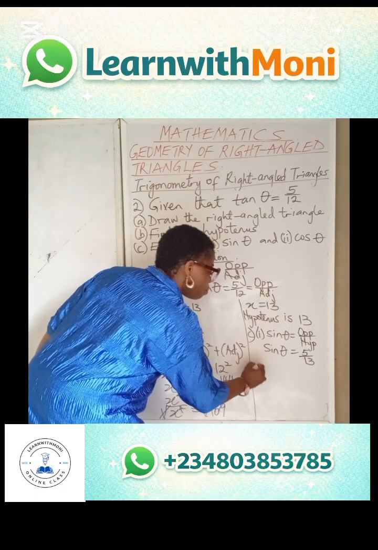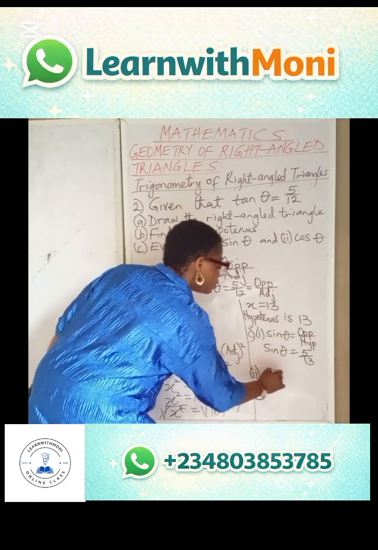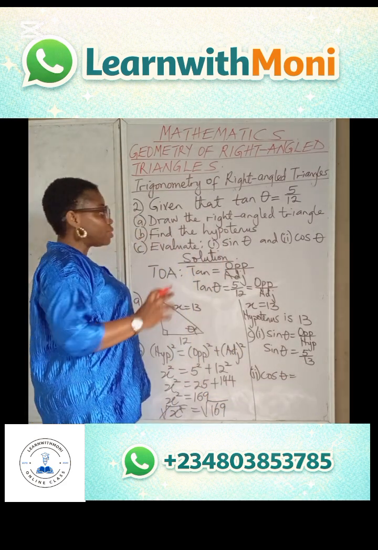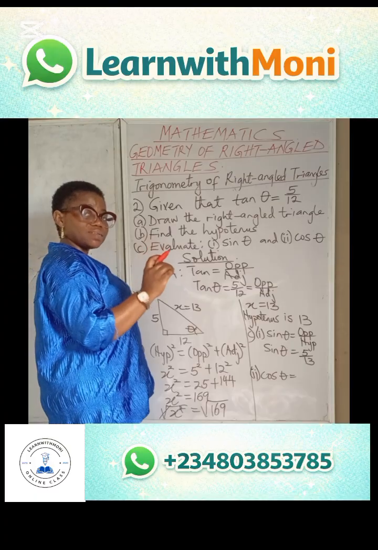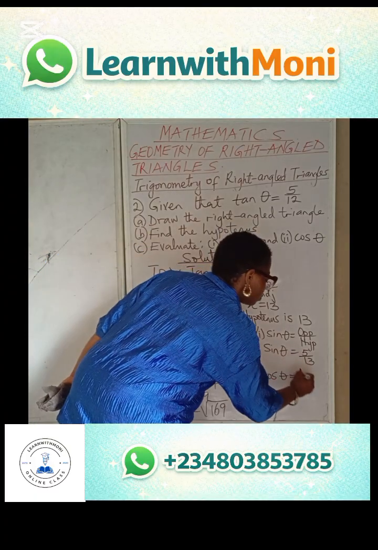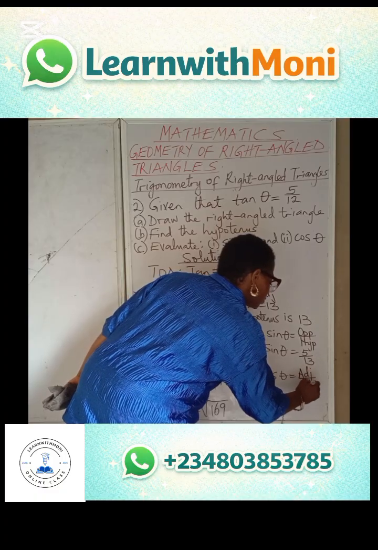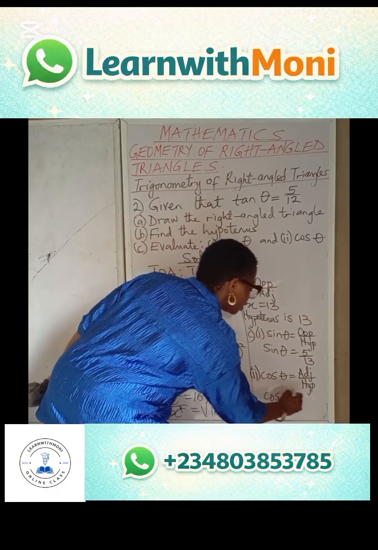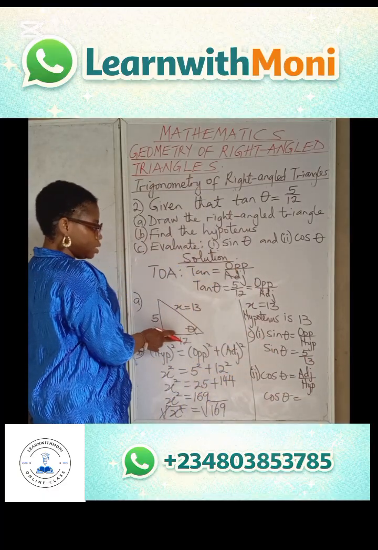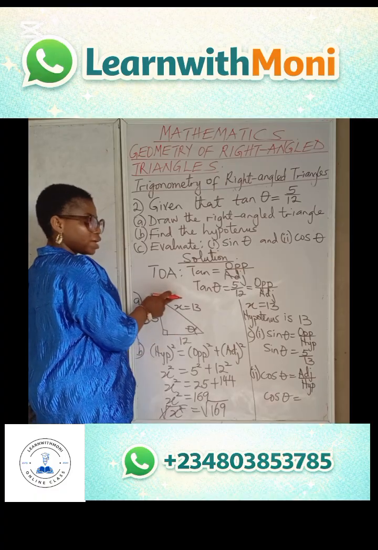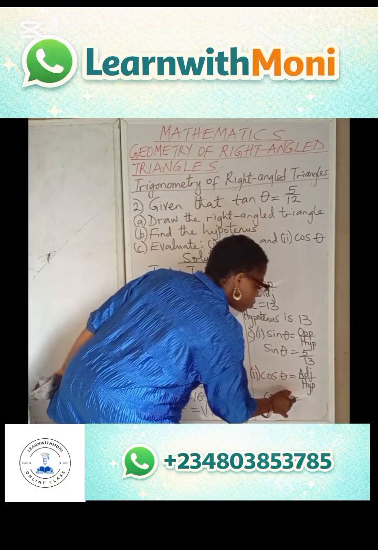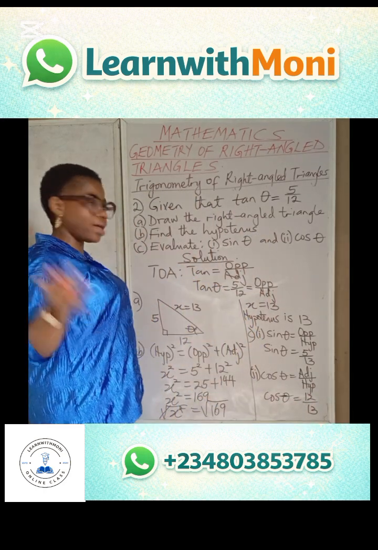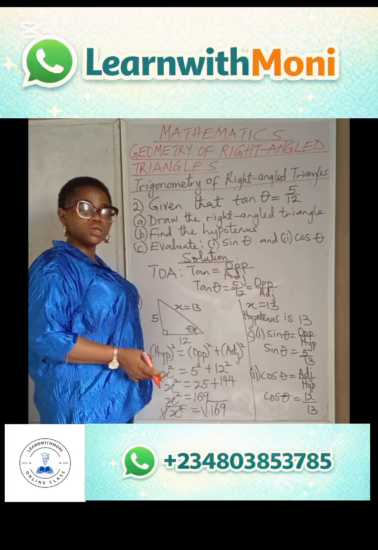The second question in part 6 says we should find cosine theta. Cos theta is the trigonometric ratio CAH, which says cosine is equal to adjacent over hypotenuse. So cosine theta here is going to give us adjacent, which is 12, over hypotenuse, which is 13. So cosine theta is equal to 12 over 13. And voila! We are done with solving this third problem.